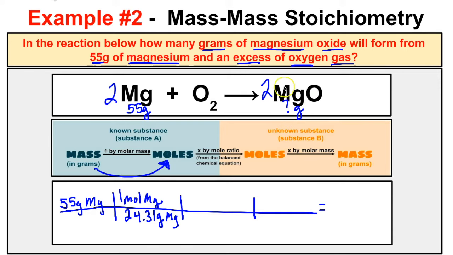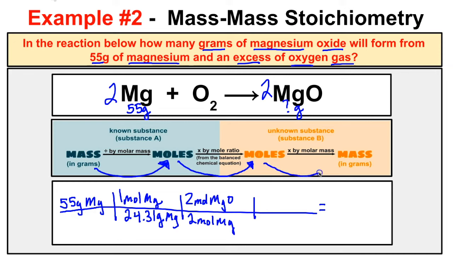And the next step, what we now need to do is we need to find the mole ratio of the stuff that we're trying to find and compare it to the given stuff in the chemical equation. It looks like there are 2 moles of magnesium oxide for every 2 moles of magnesium. There's our next step that allows us to go from moles of known substance to moles of unknown substance.